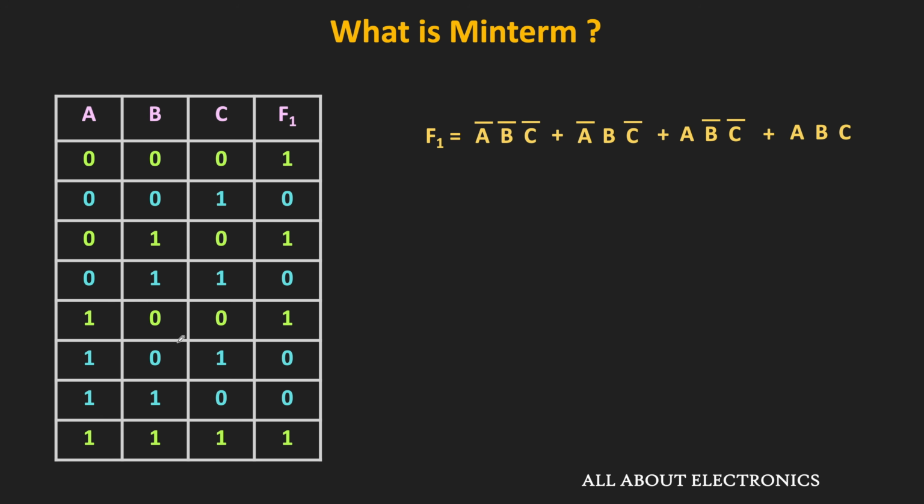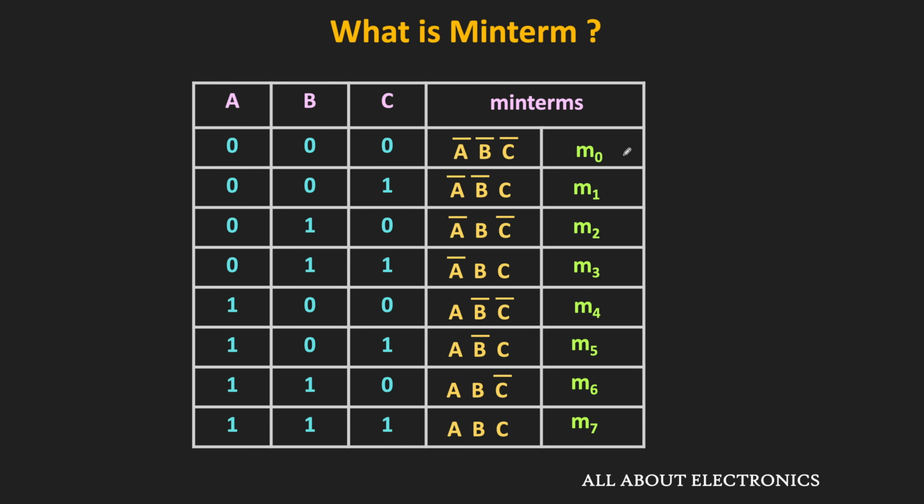Alternatively, we can also write this expression as m0 plus m2 plus m4 plus m7. Because as we have seen, this a bar dot b bar dot c bar is equal to m0, while this a bar dot b dot c bar is equal to m2. Likewise, this a dot b dot c corresponds to m7, while this a dot b bar dot c bar corresponds to m4.